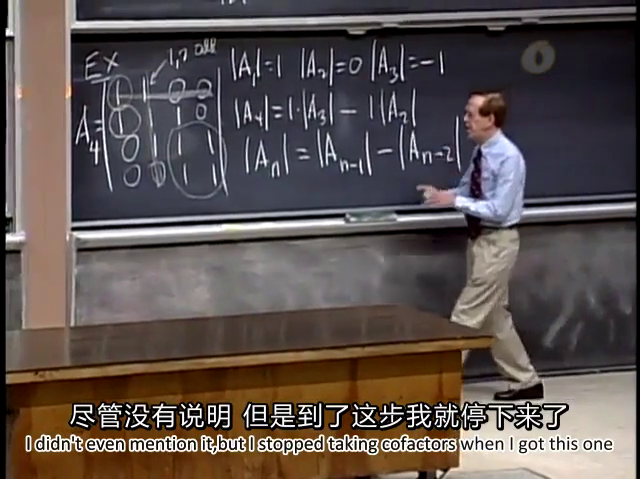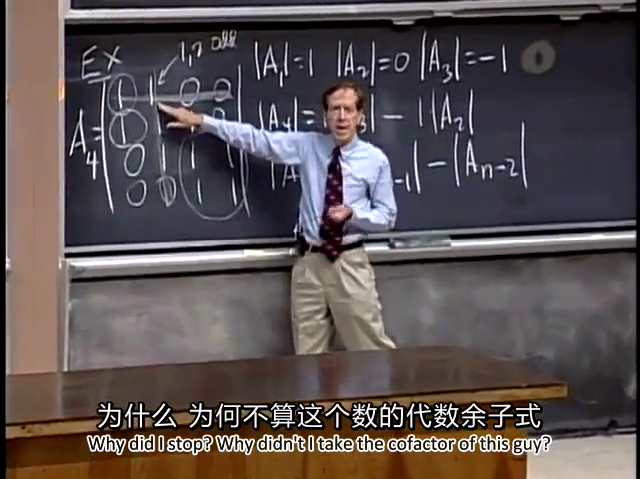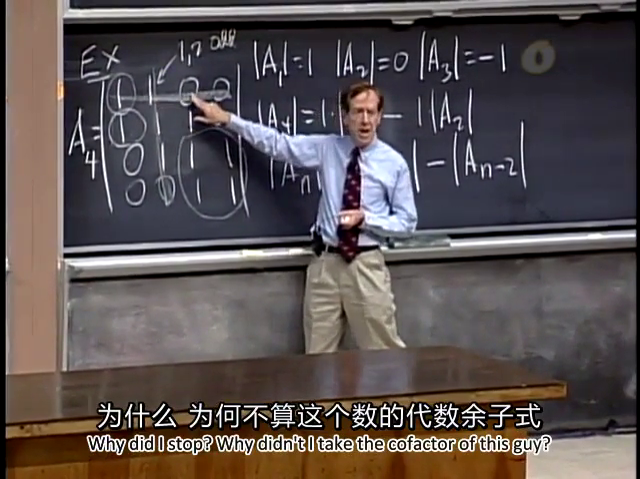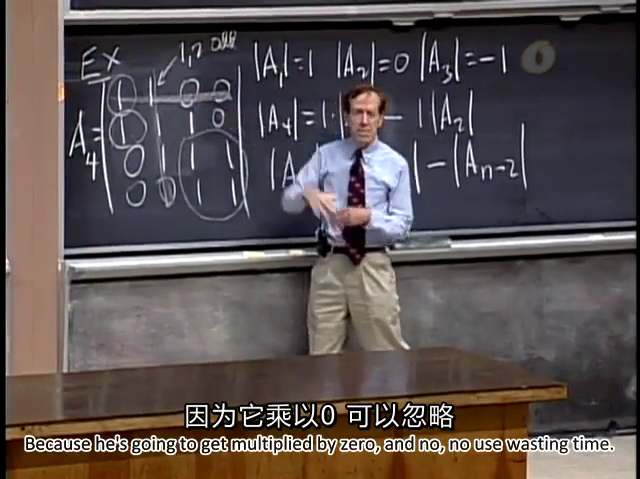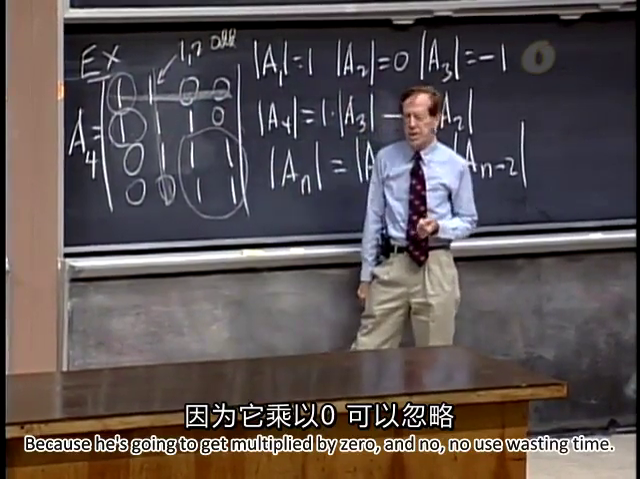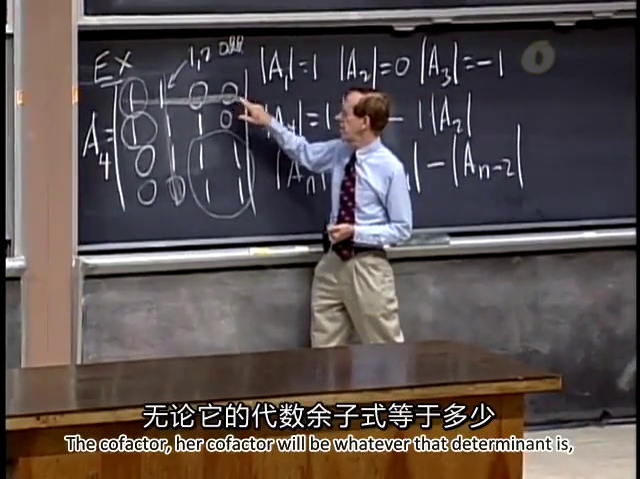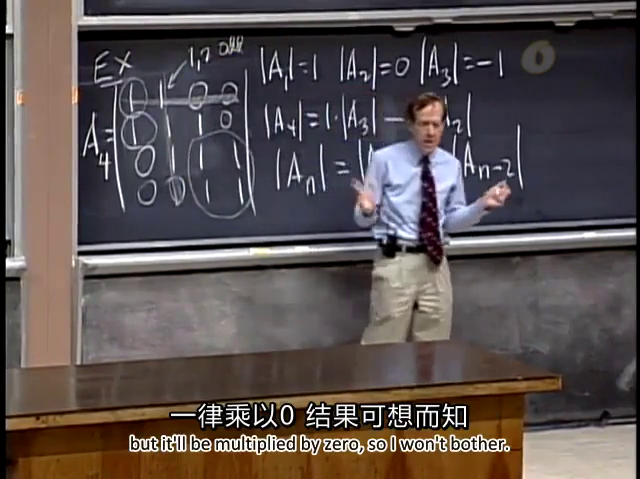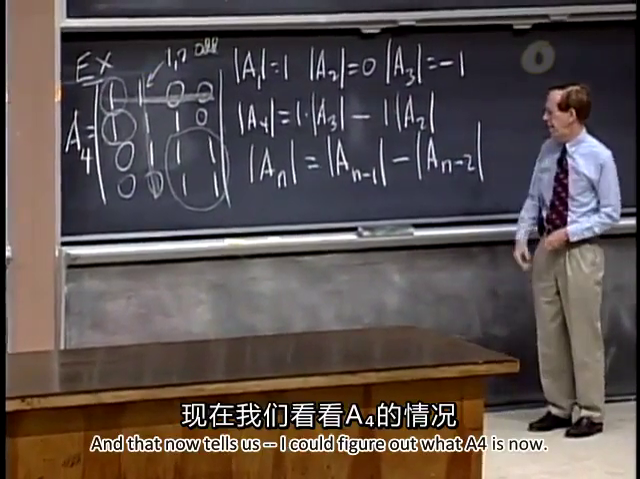I didn't even mention it, but I stopped taking cofactors when I got this one. Why didn't I take the cofactor of this guy? Because he's going to get multiplied by 0, and no use wasting time. Or this one, too, her cofactor will be whatever that determinant is, but it'll be multiplied by 0, so I won't bother. Okay, there is the formula.